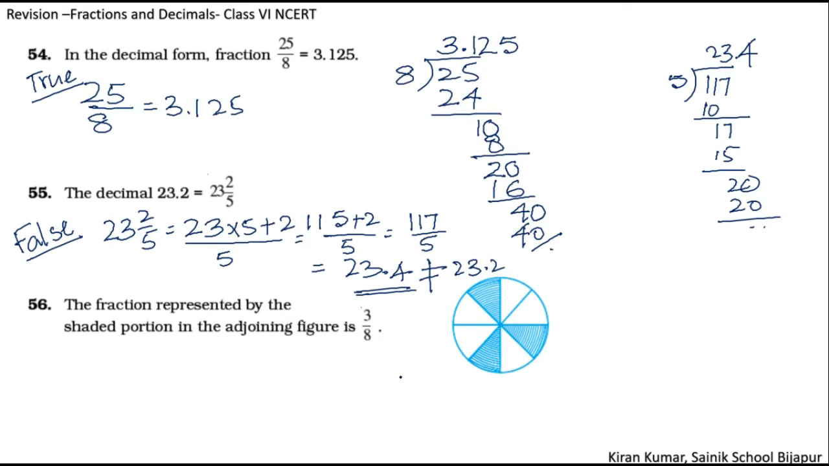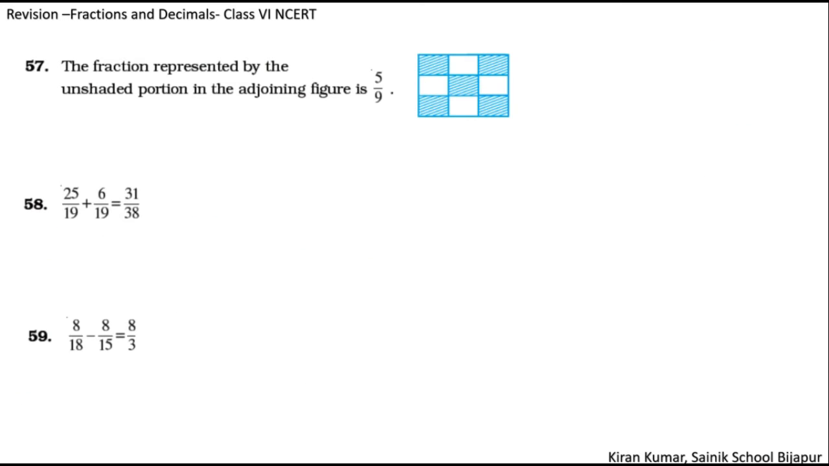Statement number 56. The fraction represented by the adjoining shaded portion in the adjoining figure is 3 by 8. We need to count the number of parts here. Let me write numbers in that. 1, 2, 3, 4, 5, 6, 7, 8. Out of these 8 parts, 3 of the parts are being shaded, so the given statement is a true statement. Next question.